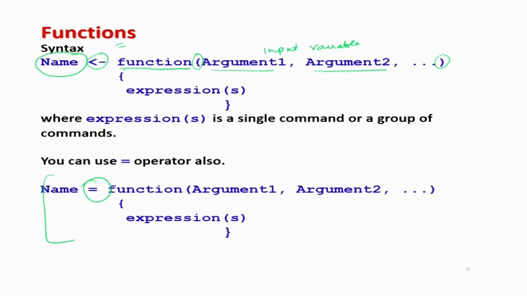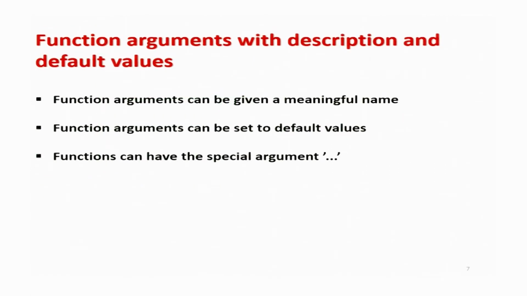After this, you write the curly bracket, and within this curly bracket you write all the expressions, commands, etc., whatever you want to execute. These expressions can have more than one command, or they can have a single command. That depends on your need. And when you are giving it a name, then instead of using the operator less-than hyphen, you can also use the equality sign. That will not make any difference. Right, okay.